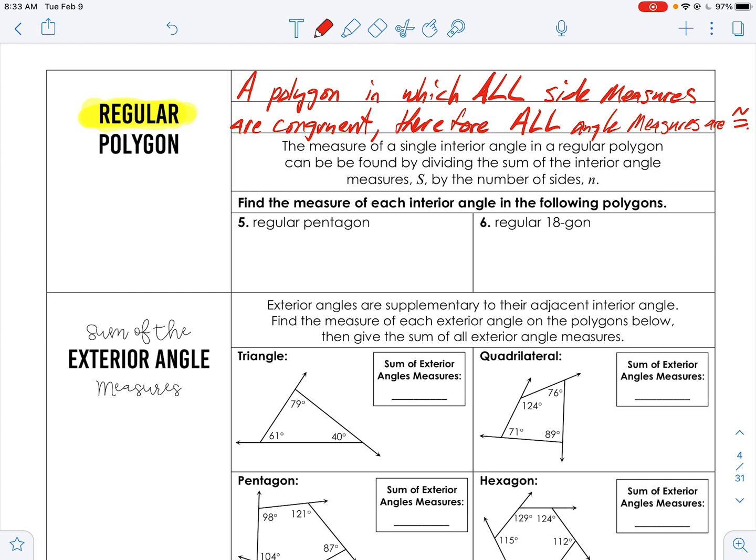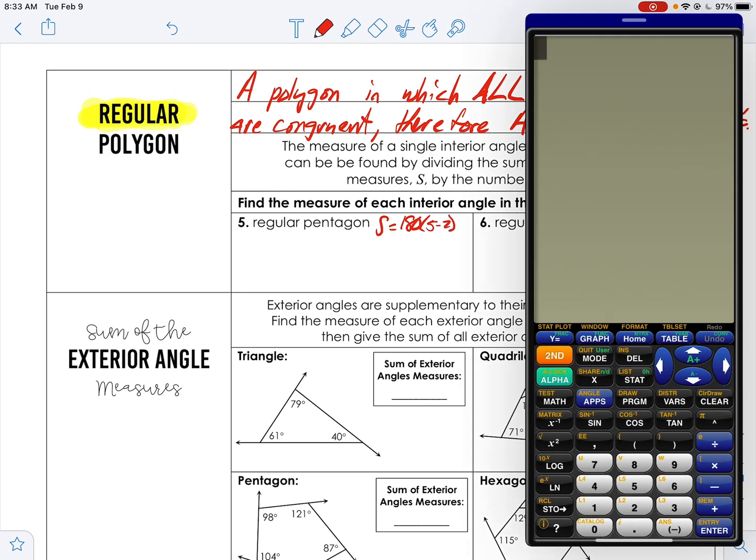Find the measure of each interior angle of the following polygons. A regular pentagon. So regular tells us that all the sides and all the angles are the same. So we know the total of a pentagon. We divide that by 5 because there will be 5 angles in it. We will know 1 angle in a regular pentagon. So let's find the sum total. 180 times 5 minus 2. Bring back the calculator. 180. That's supposed to be an 8. 5 minus 2, which is 3.